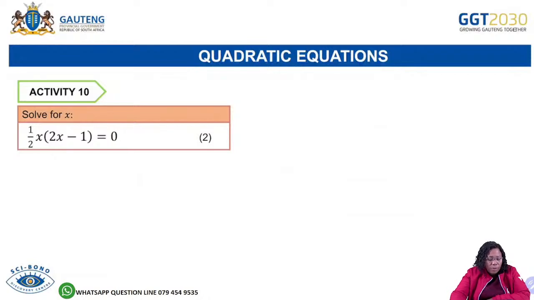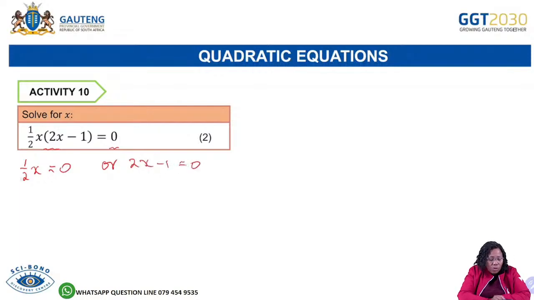Okay, now let's look at our activity there. We were solving for x, and we are given half x into 2x minus 1 equals 0. The minute you are given brackets on the left-hand side and they have equated them to 0, that simply means, grade 12, they have already factorized for you. So you can just say half x is equal to 0, or 2x minus 1 is equal to 0.